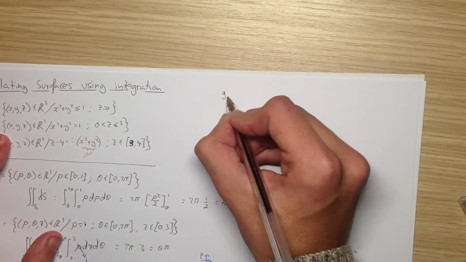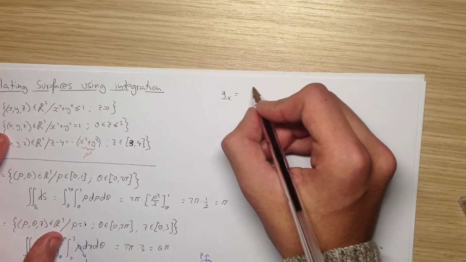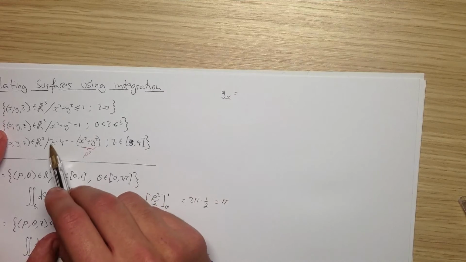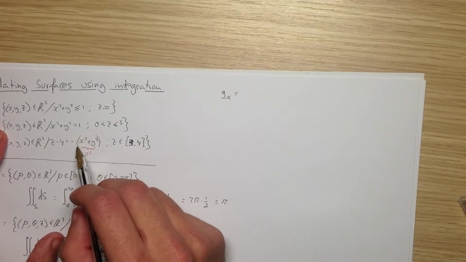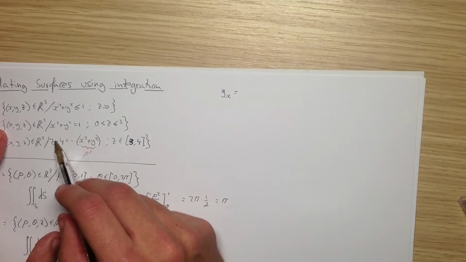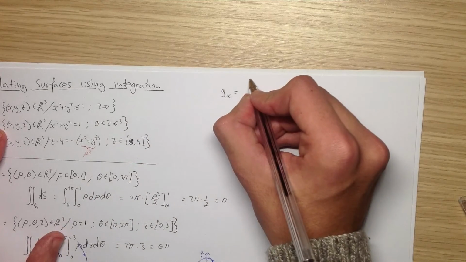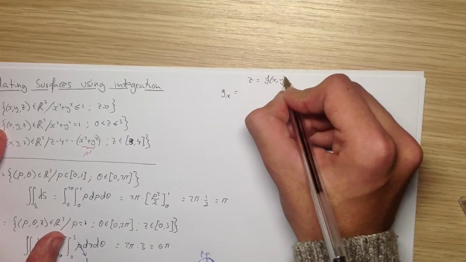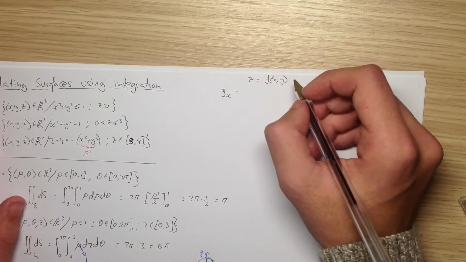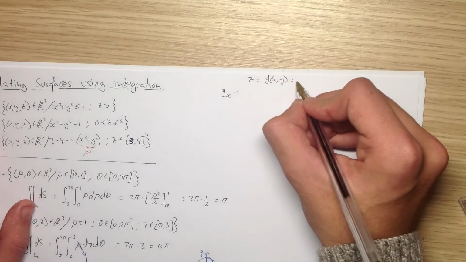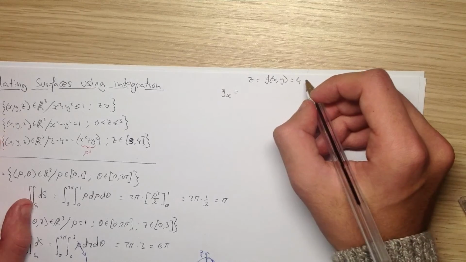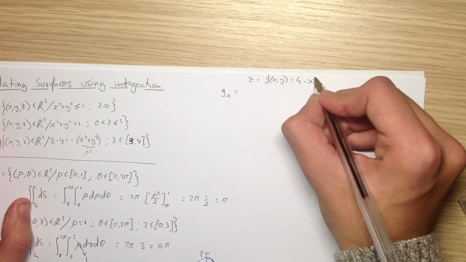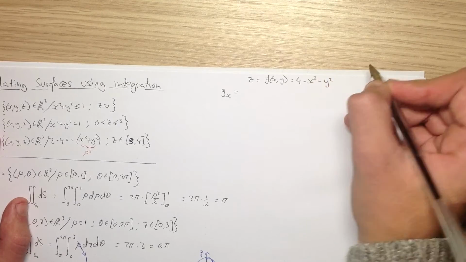G of x. Well, before putting this, we need to put this function in terms of x and y. So we need to leave z alone. So z, which is the same as f of xy, will equal 4 minus x squared minus y squared.